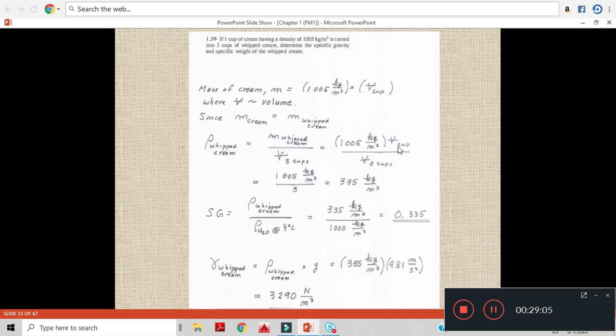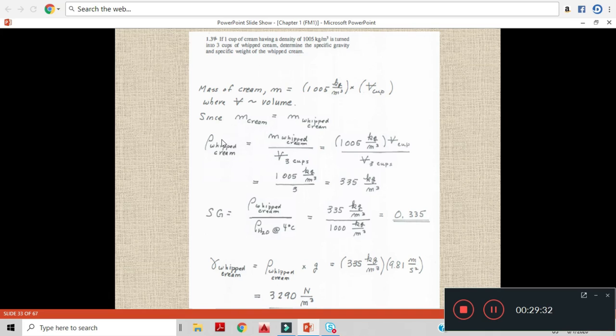Now if you saw, this is 1 cup equals to 3 cups. The volume of the cup is the same. So this is 1 cup and this is 3 cups, but the volume of the cup is the same. So here volume and volume can be cancelled. This is going to remain 3. If you divide 105 by 3, it will be equal to 335 kilogram per meter cube.